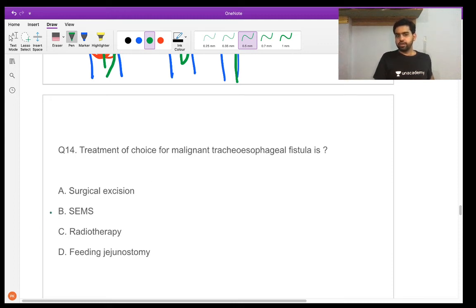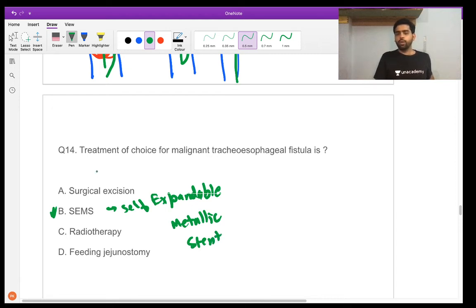B. Very good. So the answer is in fact B. What is this? This is a self-expandable metallic stent. So what is this? It is a self-expandable metallic stent. So how do you use it?